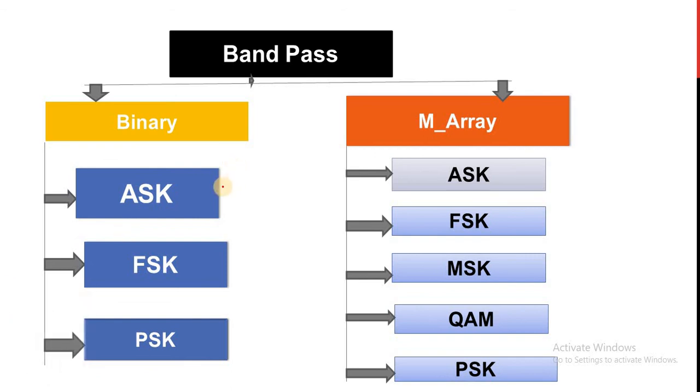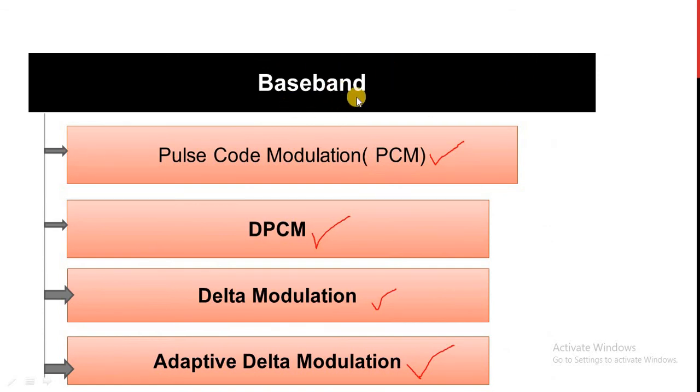Binary is divided into ASK, that means amplitude shift keying. Next one, FSK, frequency shift keying. And next one, PSK, phase shift keying. M-ary is divided into amplitude shift keying, frequency shift keying, minimum shift keying. MSK stands for minimum shift keying. QAM stands for quadrature amplitude modulation. PSK stands for phase shift keying. All these are the band pass and baseband digital modulation techniques.